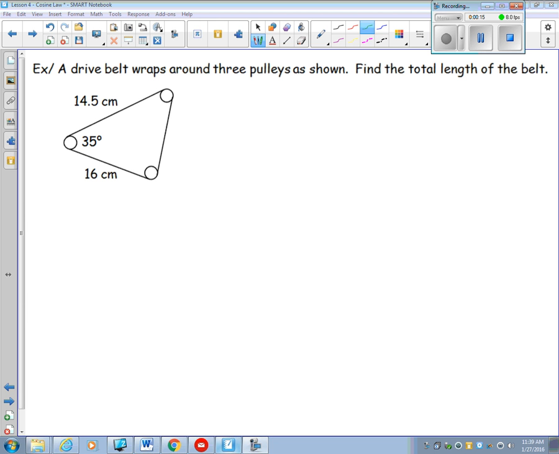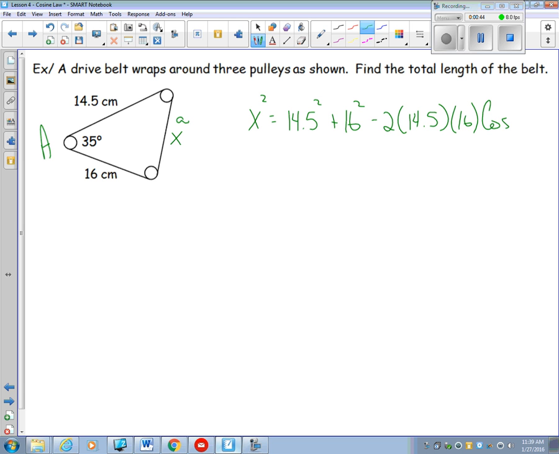We want to find the length of a belt that's going around these three pulleys. To figure out the total belt, I kind of need to know how much this is over here, right? So if that's my unknown, that's a side, it's a small letter across from the big letter. It's our first equation, so x squared equals 14.5 squared, so b squared plus c squared minus 2 times b times c times the cos of our angle, in this case, 35.